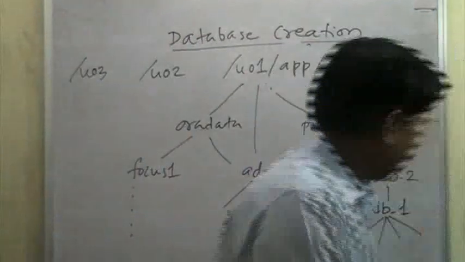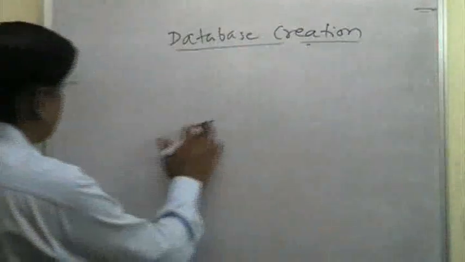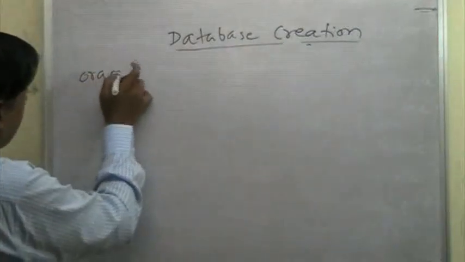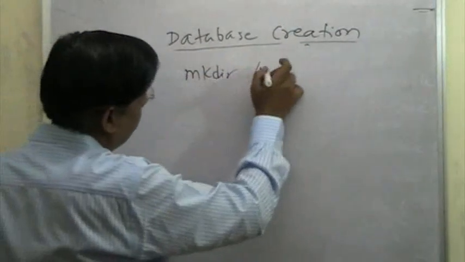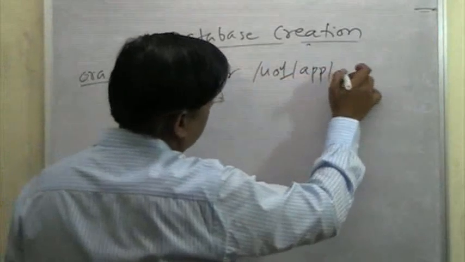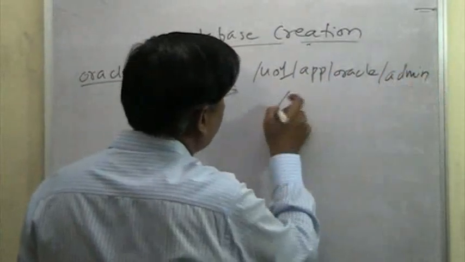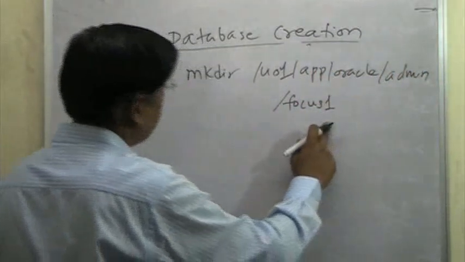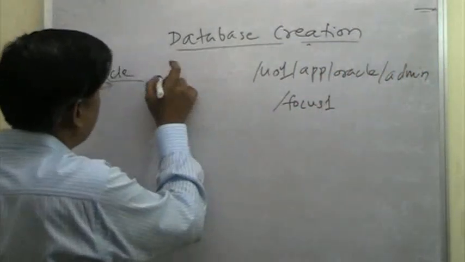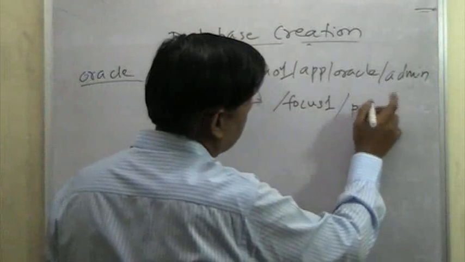So this is the OFA, optimal flexible architecture, and with that we will create the database called, let us say, focus 1. You should be logged in as the Unix user oracle. You are going to fire the command mkdir u01 app oracle admin, and then admin slash focus 1. So this is the directory that you are going to create. If you use the mkdir -p option, it will create this directory as well as the subdirectories in it.